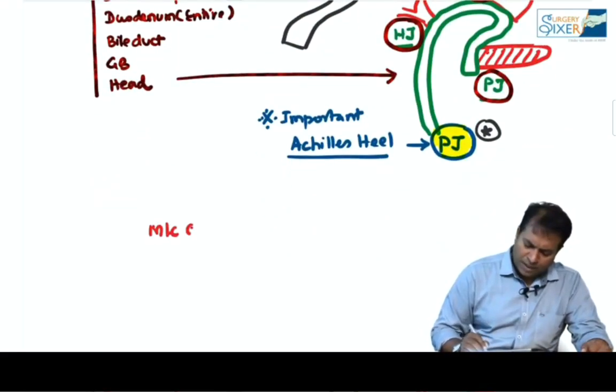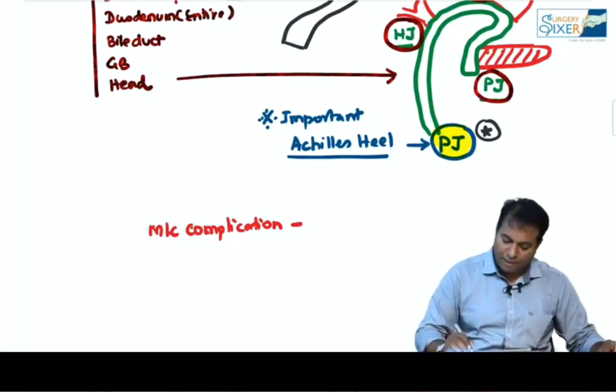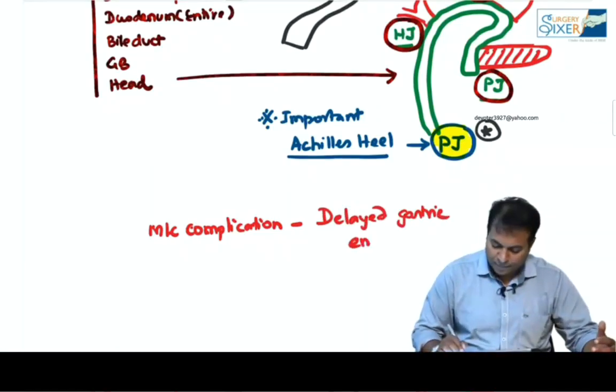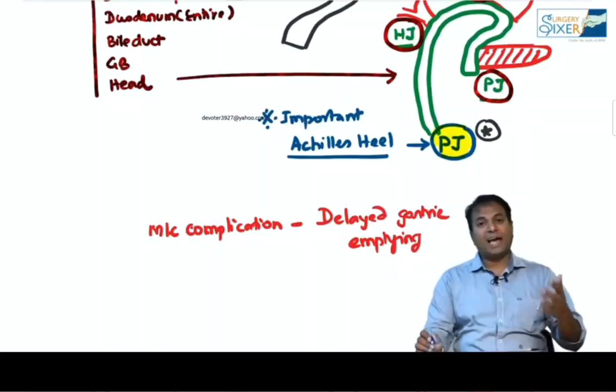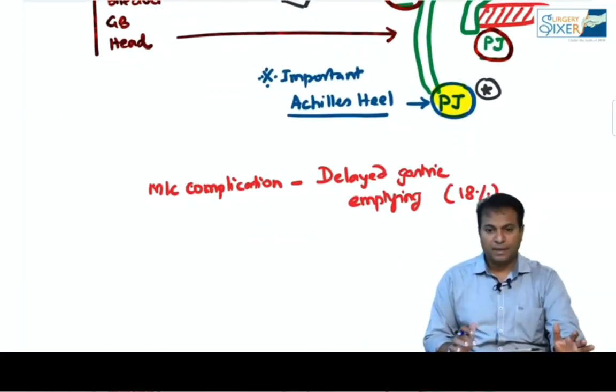What is the most common complication of Whipple's? It is a 100 times asked MCQ, please don't forget. Direct line from Bailey and Love: it is delayed gastric emptying. The patient will have vomiting and increased Ryle's tube aspirate. Even after 7 days, the patient will be having delayed gastric emptying. That is seen in around 18% of patients. This is the most common complication.